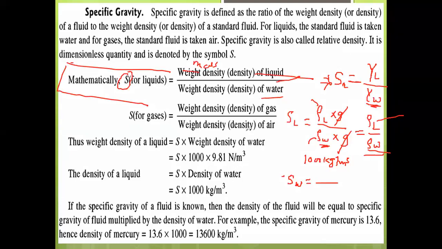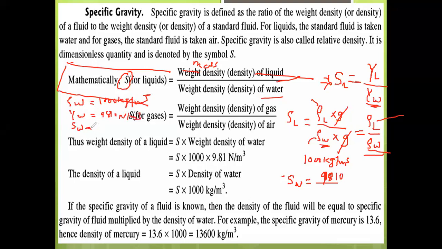Correct. In the numerator, we will have the weight density of the liquid. Here we are talking about water, so the weight density will be 9810. If you have not written these values, write down the values of rho W, gamma W, and S W in your notebook. Rho W is 1000 kg per meter cube. Gamma W is equal to 9810 Newton per meter cube.